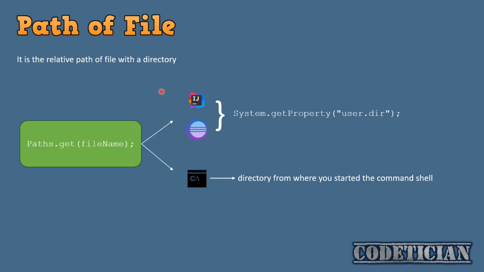Now, to get the directory relative to which the path of the file has to be used, if you're using an IDE like IntelliJ or Eclipse, then you can simply use System.getProperty, which will give you the folder path relative to which the path of the file has to be used. But if you're running the code using a command shell, then that directory is the directory from where you are running that command shell. So corresponding to that directory, you have to use the path.